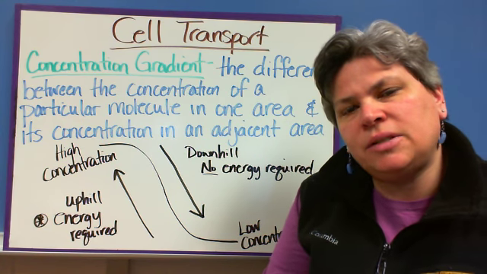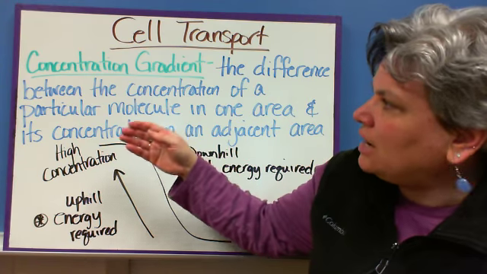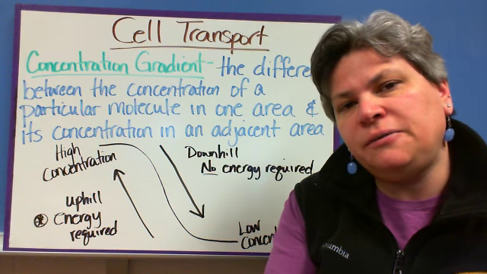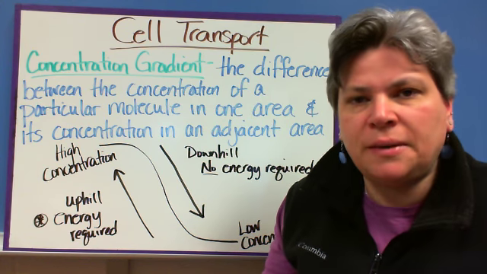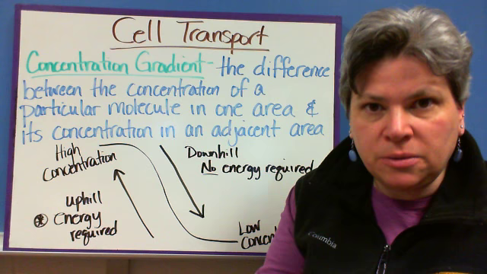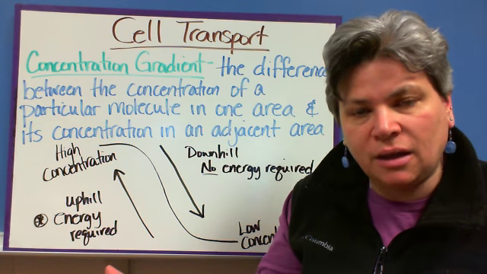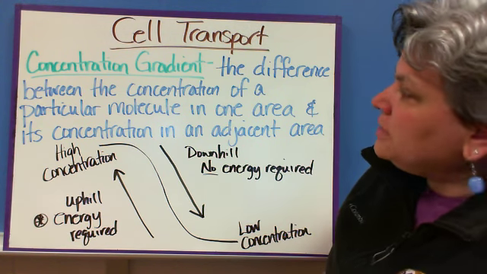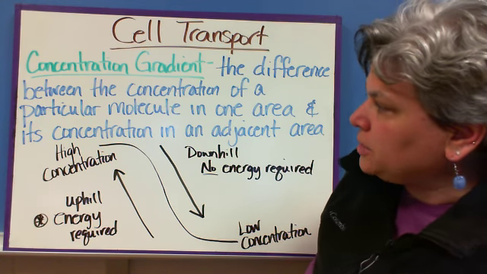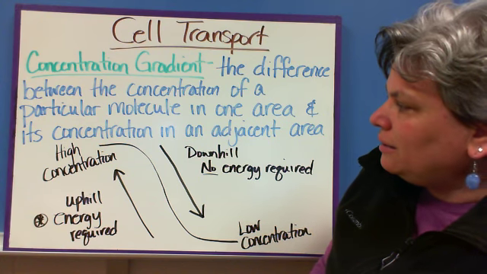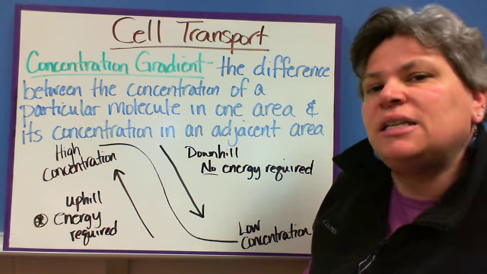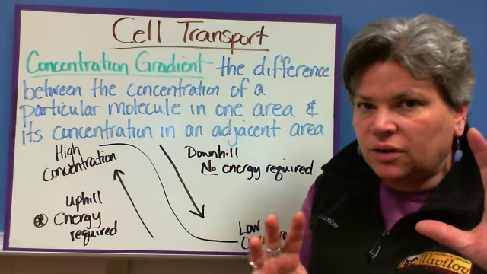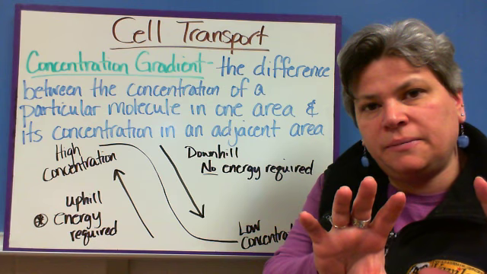Well, for us to talk about cell transport, we need to look at this idea of a concentration gradient. Gradient means difference, and concentration is the amount of. So it's the difference between the amounts of something on two sides of a cell. The definition that you need to write down: the difference between the concentration of a particular molecule in one area and its concentration in an adjacent area. Adjacent means the area next to. So if you have something here, the adjacent area would be right next to it.